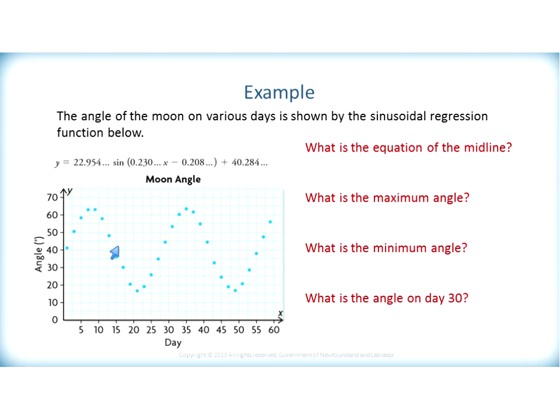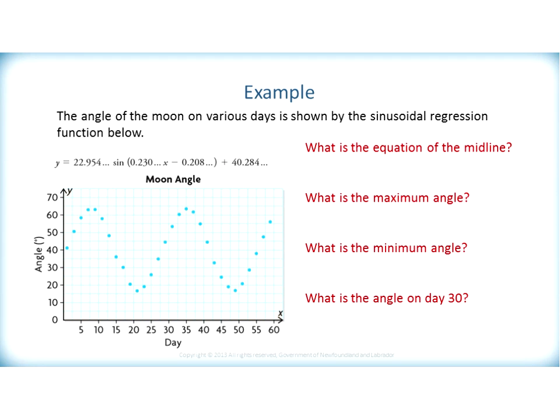Like, we can look here and see that the midline must be somewhere near 40. And of course the equation shows us it is 40.284. The maximum would be very close to 65, which is probably 63 or so. Right here is almost at 65, and the minimum would be about 16 or so. So you could answer questions like that based on the graph. We could also answer questions given the regression function. We can answer these questions as well. So we'll continue to do that.